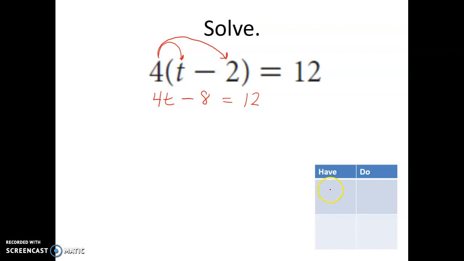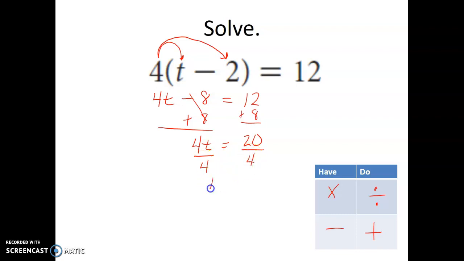What operations do I have? Well, I've got multiplication and subtraction. How do I undo multiplication? With division. And how do I undo subtraction? With addition. So, because I'm working the order of operations backwards, I'm going to add 8 to both sides. 12 plus 8 is 20. These 8's cancel out. I'm left with 4t over here. Now I'm going to divide both sides by 4 because I want to get t alone, and t equals 5.